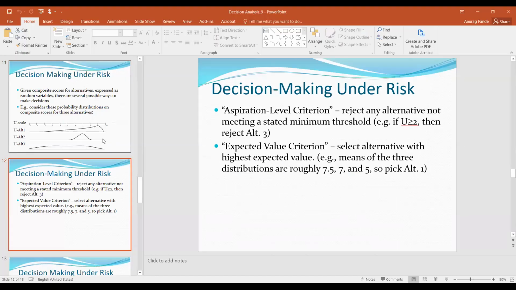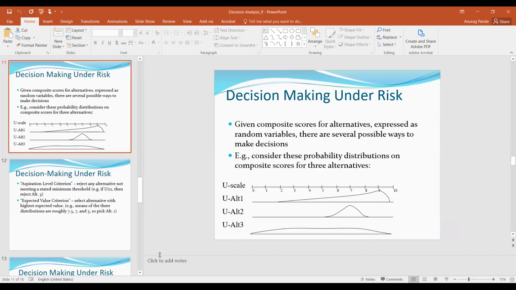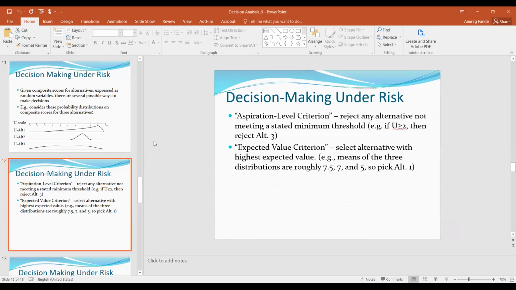And I'll make this bigger as well so you can see both slides. Okay. So I want to talk about the aspiration level criteria. Reject any alternative not meeting a minimum threshold. So go ahead and annotate this.